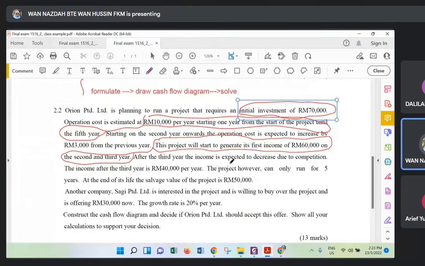Alright, Chai? Yes, Doctor. Okay, are you okay? Okay. Alright, good. Alright, who wants to do this? After the third year, the income is expected to decrease due to competition. And the income after the third year is 40,000. Who will volunteer to do that? Is Dalila done? Not yet. Anybody volunteer?